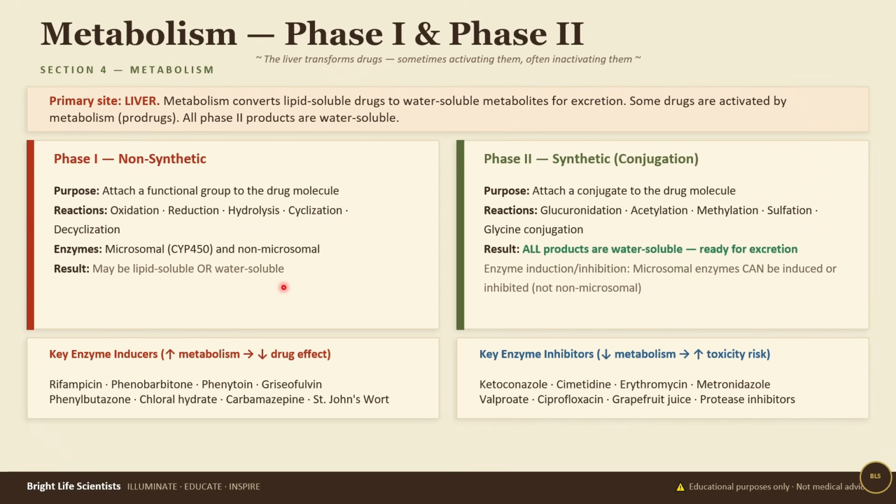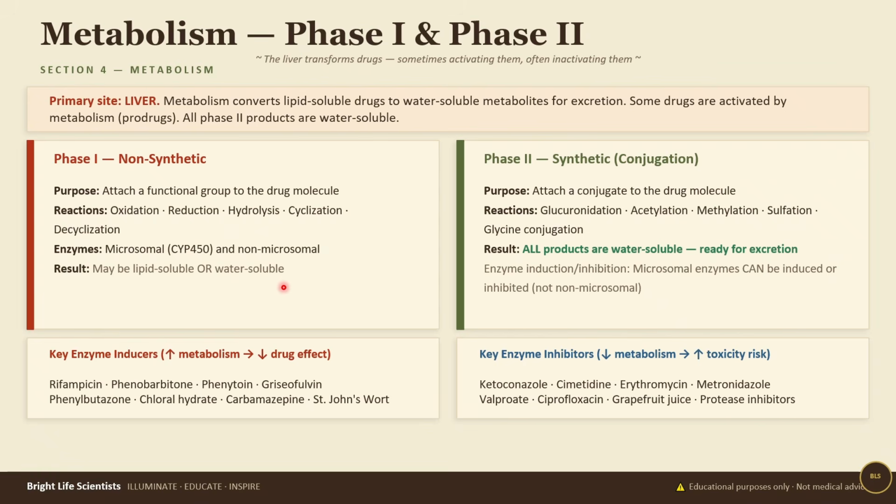Prodrugs are actually drugs that are in inactive form, then they have to be converted to active form. Codeine is converted to morphine by CYP2D6. So codeine is in its inactive form, otherwise it's a prodrug. So by this enzyme CYP2D6, it is converted to morphine.